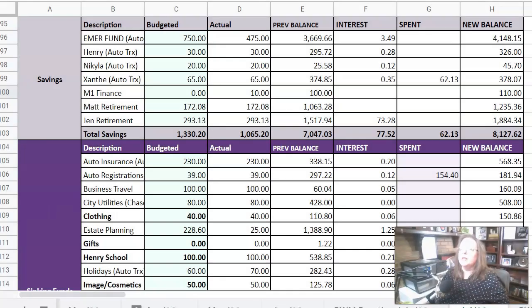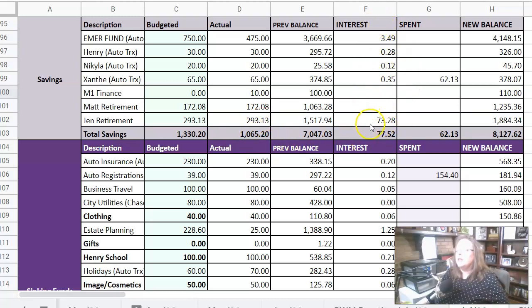Okay, so. Next up, you can see our savings section here, and you can see what we planned on doing, which was $1,330, and we ended up doing a total of $1,065. That breakdown is we sent $475 to the emergency fund. We had $115 that we sent to the kids' accounts. We went ahead and started a $10 auto transfer to M1 Finance for investing. And that's $10 per month that we're going to do going forward. And then Matt's and my retirement, that's what the $1,065 was comprised of.